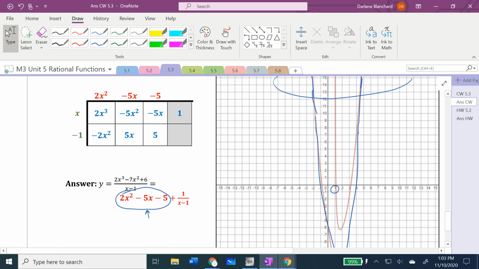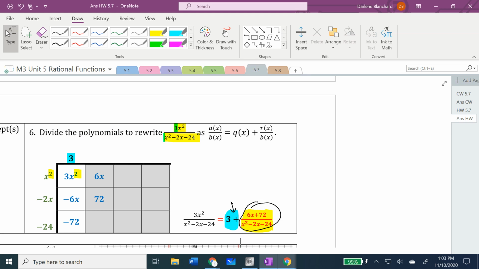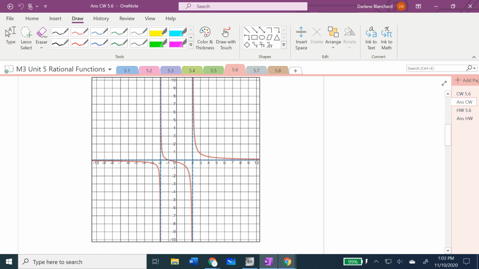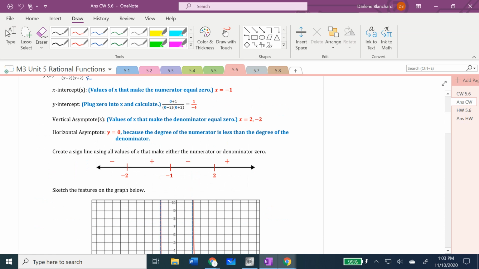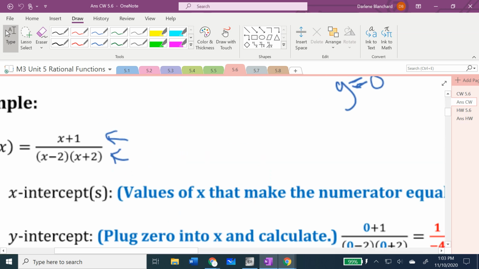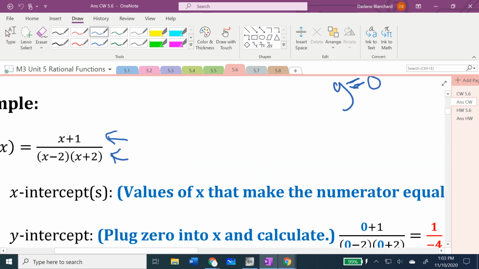Whatever the quotient is, that is telling you the end behavior if you are to do the division. When I have a polynomial over a polynomial where the degree of the numerator is less than the degree of the denominator, I can't do division. There is no quotient. The horizontal asymptote is also 0.